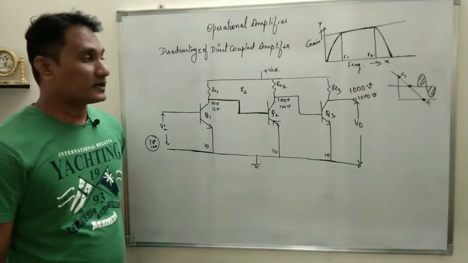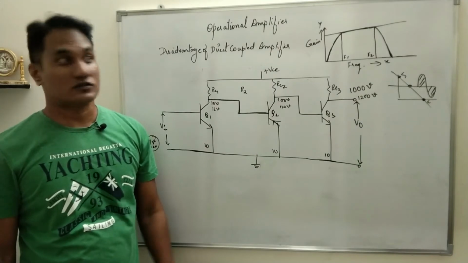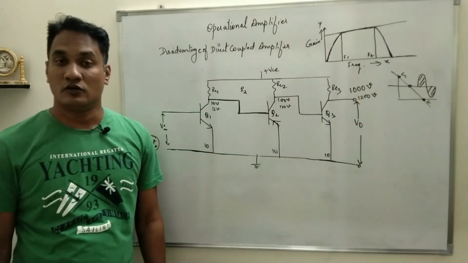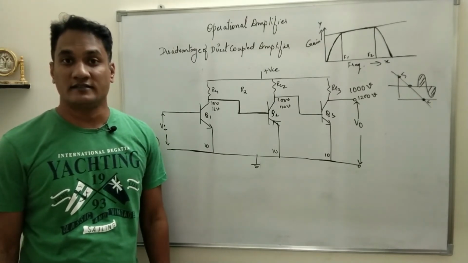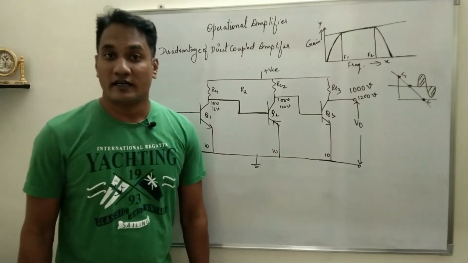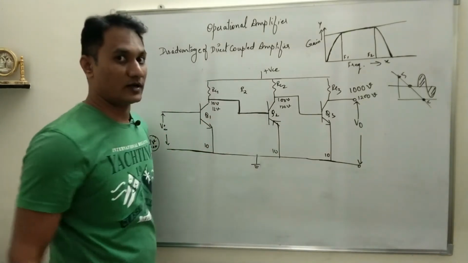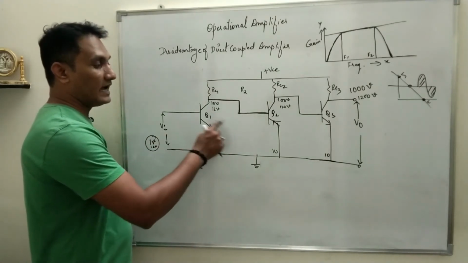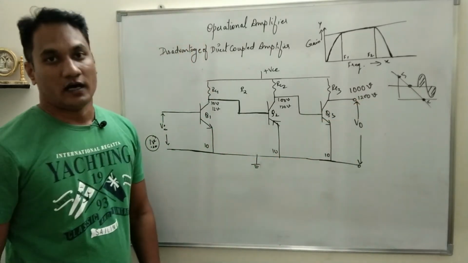How much was expected? 1000 volt. How much are you getting? 1200 volts. This extra 200 volt is a very significant value, which is nothing but noise. So this is an unwanted output. That is the disadvantage of direct coupled amplifier. A small noise at the input is amplified to a significant value at the output.